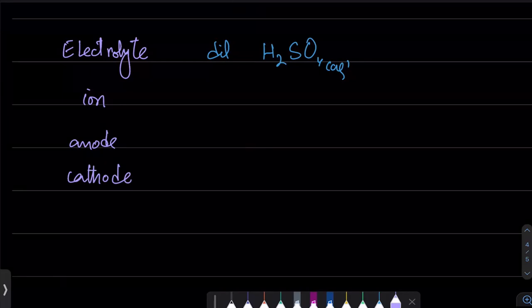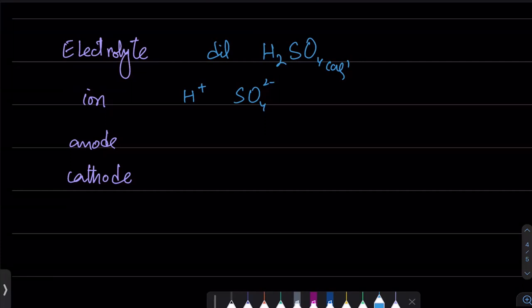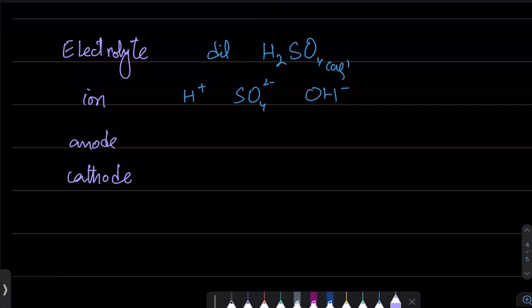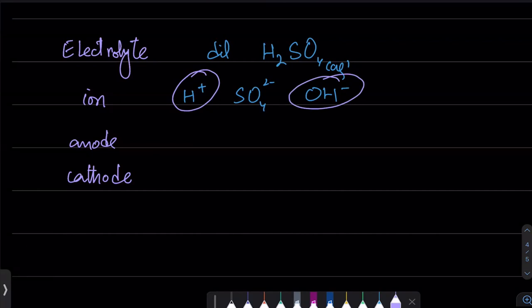All right, so here's what you should have gotten. Hydrogen ions from sulfuric acid, sulfate ions from sulfuric acid, and then you have water. Water may be OH positive ions honge, to wo hume dobara likhne ki zarurat nahi hai. But OH negative ions bhi honge. Ab inme se kaun sa wala discharge hoga? For the positive ion, humare paas ek hi option hai. Ye aur negative ions mein humare paas hydroxide hai. So dilute mein hamesha hydroxide hi hoga.